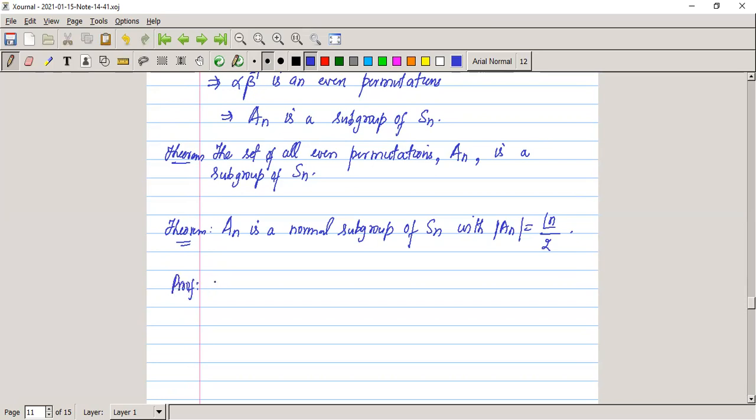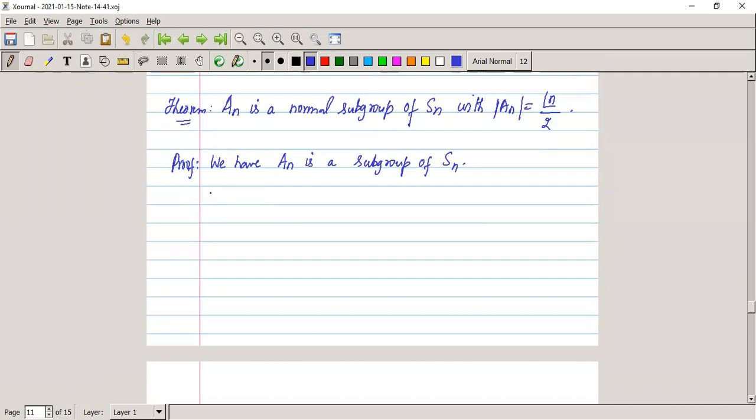So we already know from the previous result that An is a subgroup of Sn. So we only need to prove that An is normal and the order of An is n factorial by 2. Now for doing this, let G equal to {1, minus 1} be a group under multiplication.